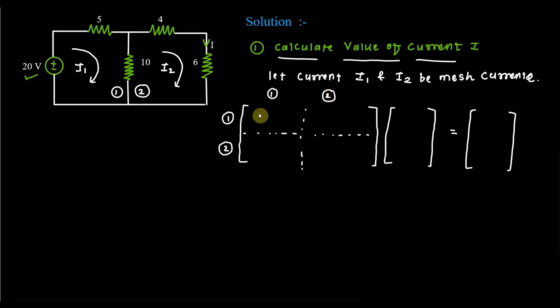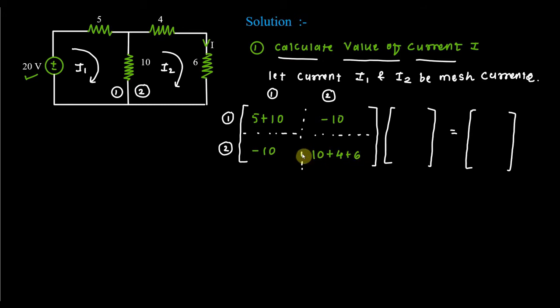So what will this term be? This is Z11. Z11 means the sum of all the elements present in the first mesh. You can see that there is 5 in mesh 1 and there is a 10, so this is 5 plus 10. This is Z12, the element present between meshes 1 and 2. Which element is present between 1 and 2? 10. So this is minus 10, as this is non-diagonal. Similarly, this is also minus 10. This is Z22, the sum of the elements present in mesh 2. There are three elements, 10, 4, and 6, so it is 10 plus 4 plus 6.